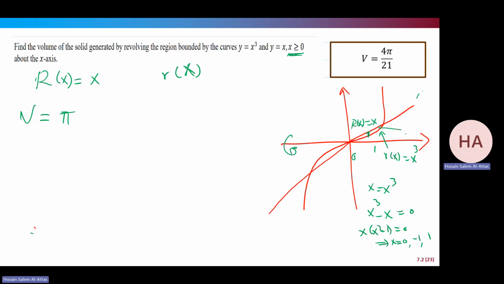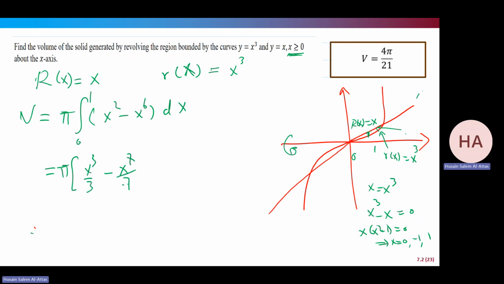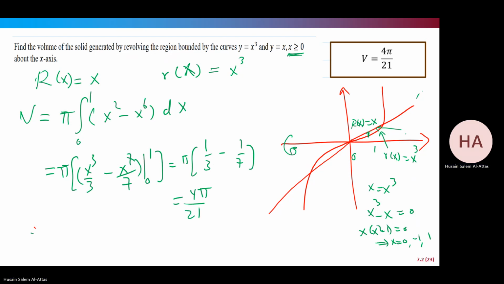So I have this, I'm talking about this region, from 0 to 1. This is x cubed. So I have the integral of x squared minus x to the power 6 dx. Do the calculation. That would be x cubed over 3 minus x to the power 7 over 7, from 0 to 1. That gives me pi times 1 over 3 minus 1 over 7. That is 4 pi over 21. Okay, that will be 4 pi over 21.